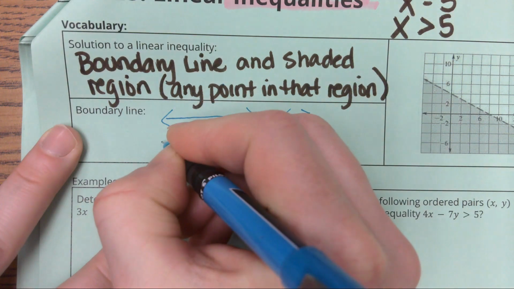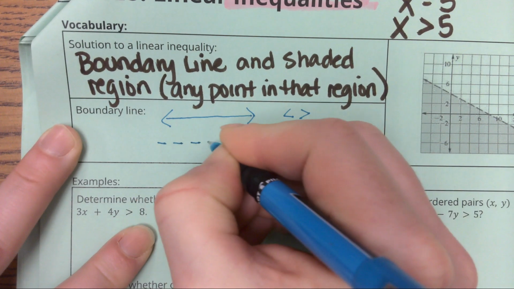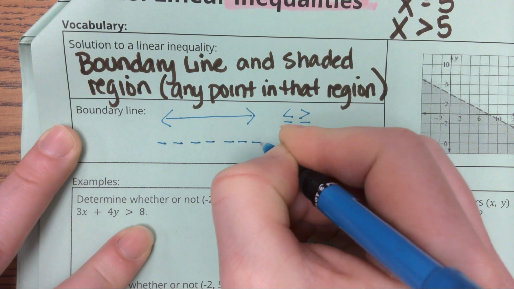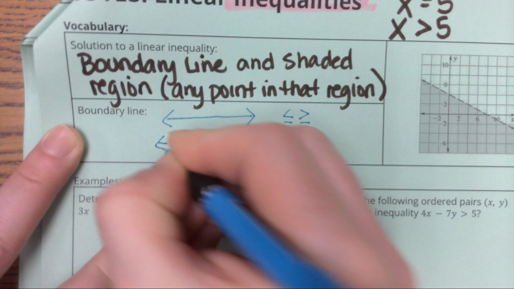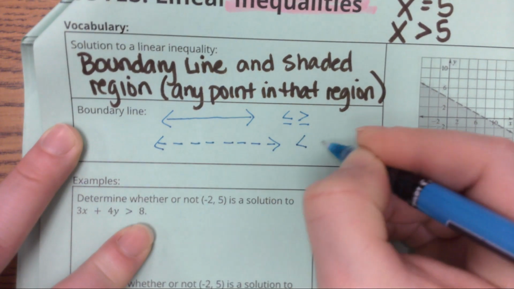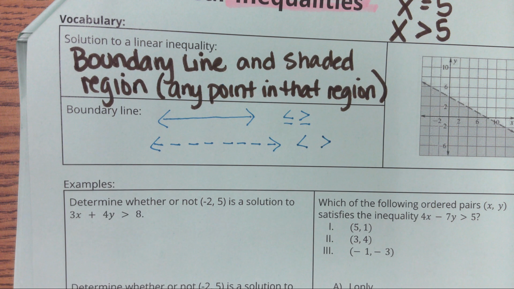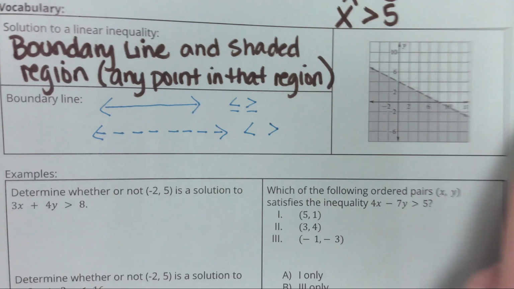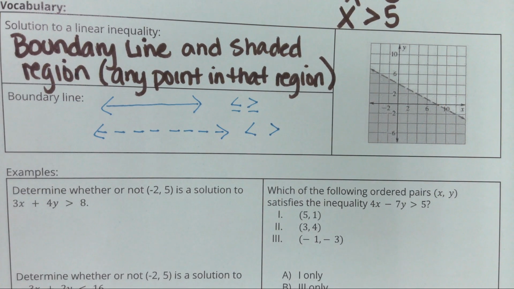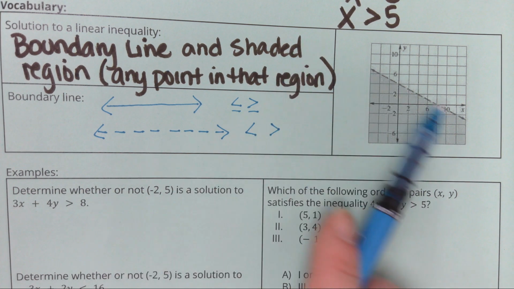We're going to also do a dashed line today. The dashed line we're going to use when we have just a less than or greater than symbol, and the reason why is because the line isn't included in the answer, and so we show that with a dash. It goes right up to, but it doesn't include it. Okay. Right next to this, I have a picture of what it looks like. So do you see the boundary line right here? And do you see the shaded region?